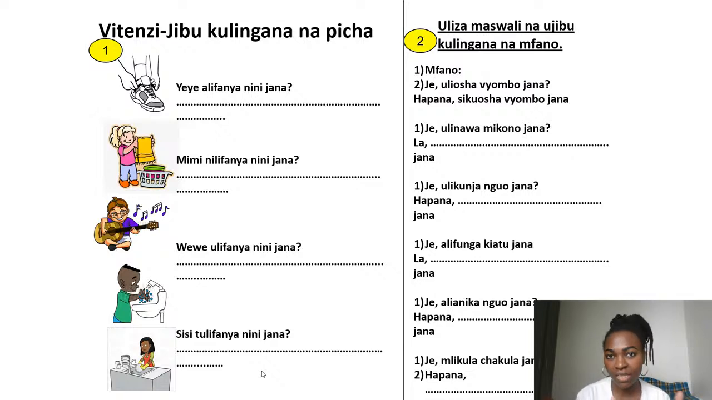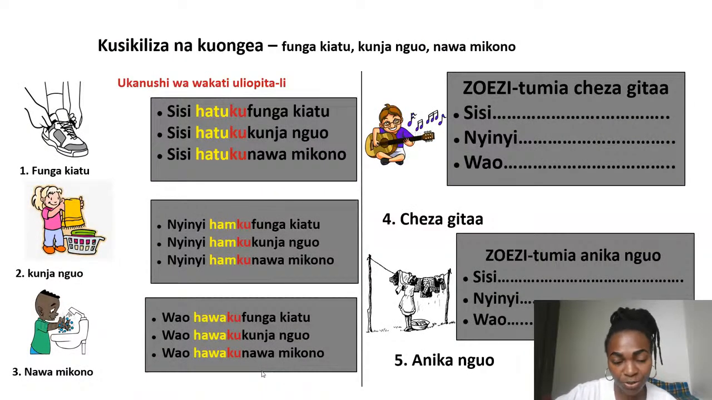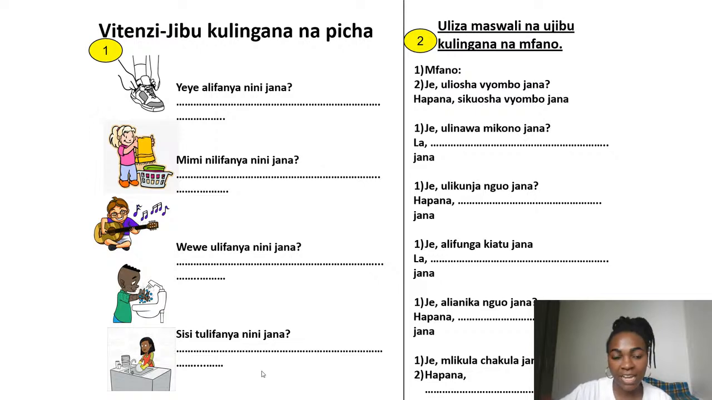So the first image, we are looking at the first part, yeah? Yeye alifanya nini jana? What did he do yesterday? According to the image. So you answer according to the image. And you remember, we spoke about funga kiatu. Funga kiatu represent that image. So yeye alifanya nini jana? The answer is yeye alifunga kiatu. So this is practice for the negation, like affirming. You're affirming, not negation, rather, you're affirming in the past tense. And then the second part will be negating.